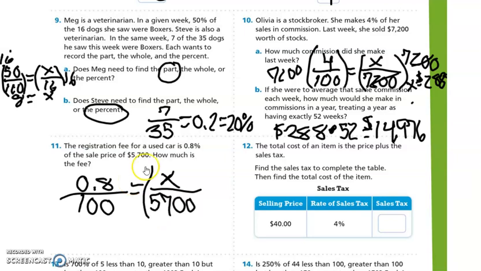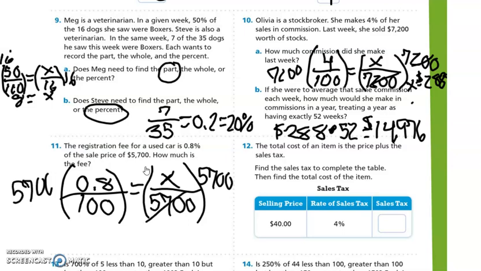Just like we've done before, we're going to multiply always by this number over here, and we'll do that on both sides. This cancels. And we just need to use a calculator to figure out what that amount is. And when you do that, you get 45.6 in the calculator. But since they're asking for the fee, and that's money, we're going to put a 0 there, and that's $45.60.